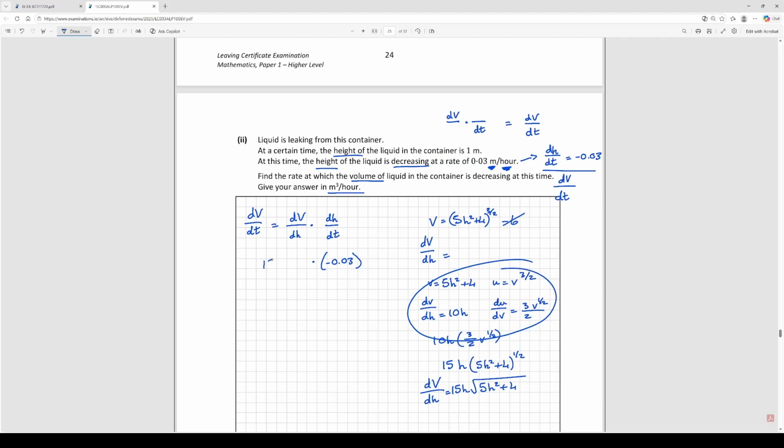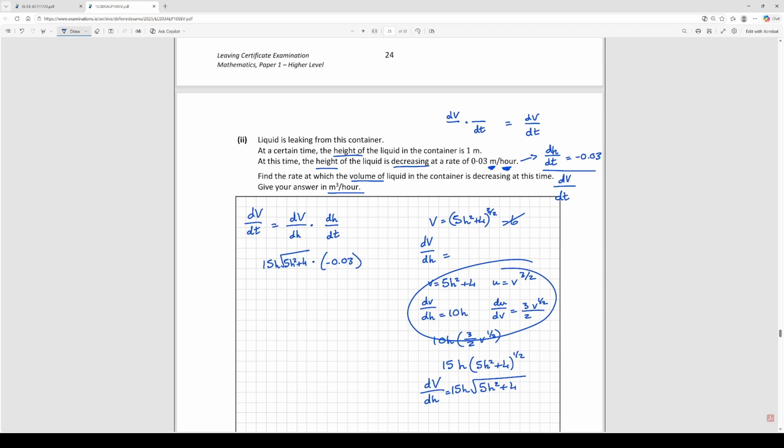So I would say 15h square root of 5h squared plus 4. Is that right? 5h squared. Yeah, I think that's okay. Now, that looks like nonsense, and how would you multiply all that together? That's a crazy concept.